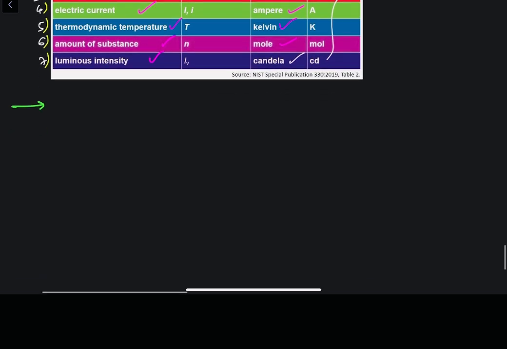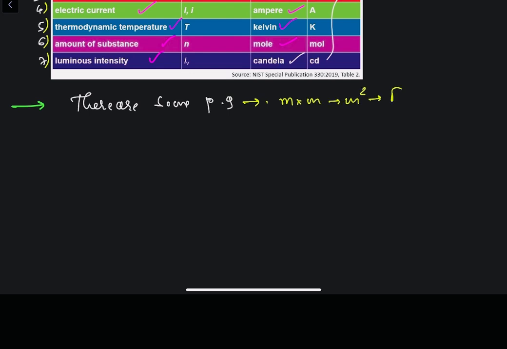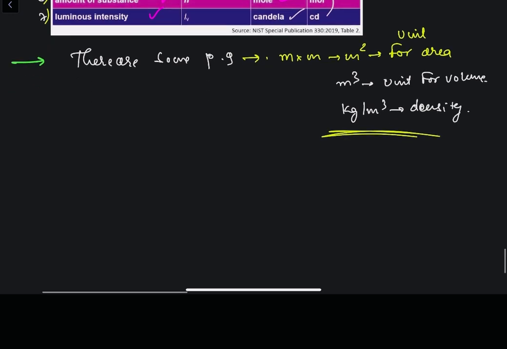When it comes to this, there are some physical quantities derived using the SI base units in combined form, like meter into meter becomes meter square. It is the unit for area. Same, meter cube is the unit for volume. And kg per meter cube is the unit for density. So many things in this we will discuss one by one. So this is all about the basic terms.